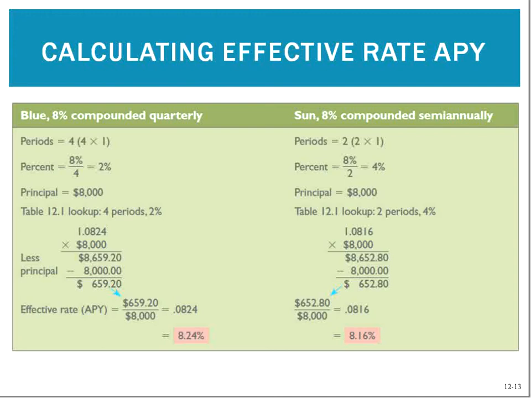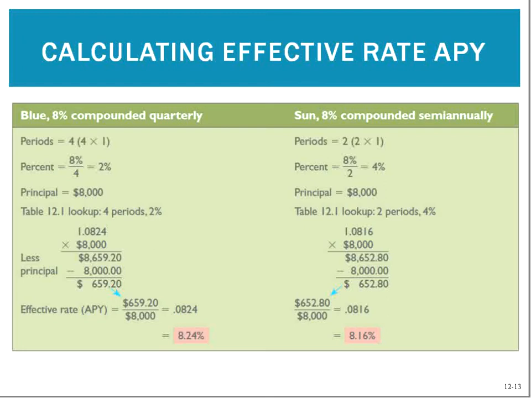But because we're paying interest on interest, we add the interest to the principal, then we charge new interest. Then we add the interest to the principal, and we add new interest. We ended up actually, instead of paying 8%, paying 8.24%. And that's if we were compounding it quarterly.